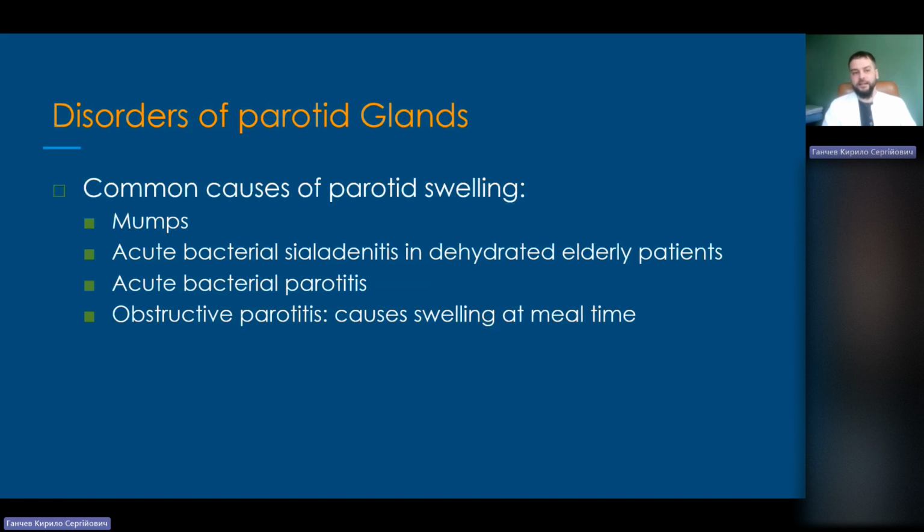Disorders of parotid glands. Common causes of parotid swelling: mumps, as we know already, acute bacterial sialadenitis in dehydrated elderly patients, and acute bacterial parotitis. Obstructive parotitis causes swelling at meal time, and we know already why. Did you understand me why it's swelling at meal time, right?